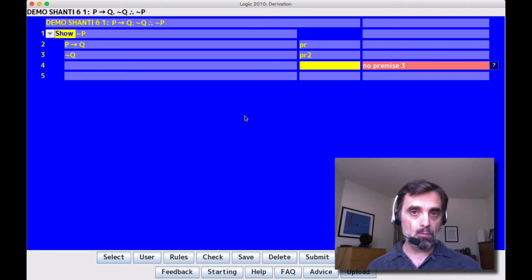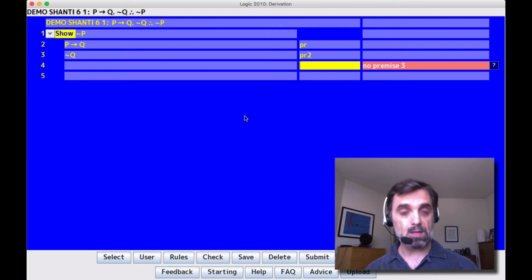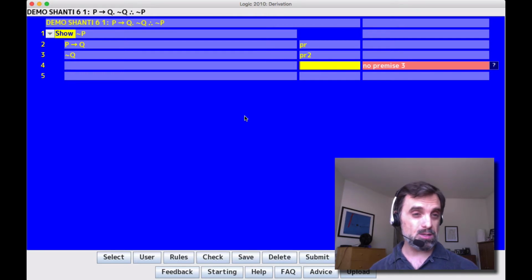So we really are looking to use MP and MT. Those are the main rules we want to use, and DN is like a helper rule. So we look at line 2. Well, for MP and MT, we are looking for conditionals. And so we look at line 2 and we find a conditional. And we think, well, okay, I want to use line 2. And, well, what can I use with it?